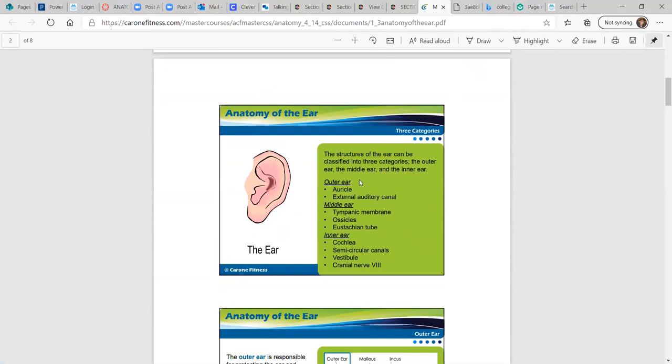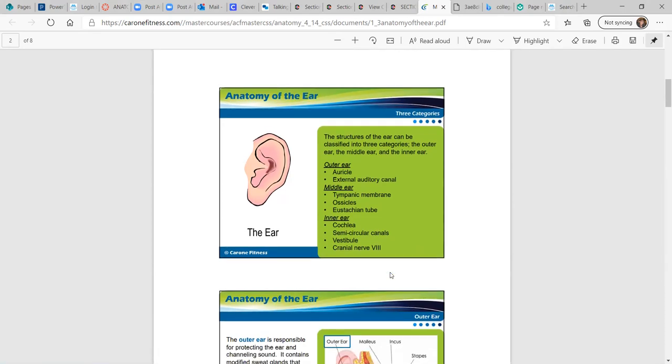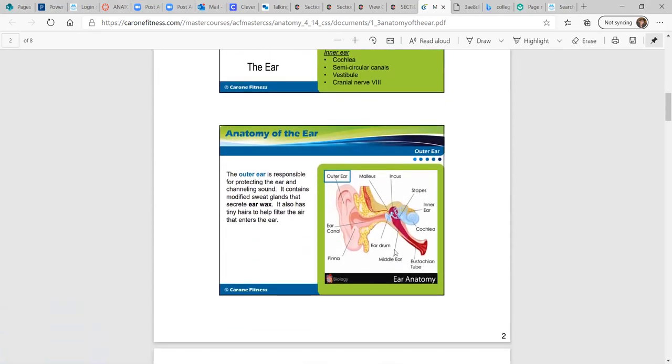The structure of the ear can be split into three categories. The very outer ear, the stuff you can see, the middle ear, stuff you can't see, and then the inner ear, which is the deepest ear. Ear parts: the cochlea, semicircular canal, vestibule, and the cranial nerve. So let's get into that.